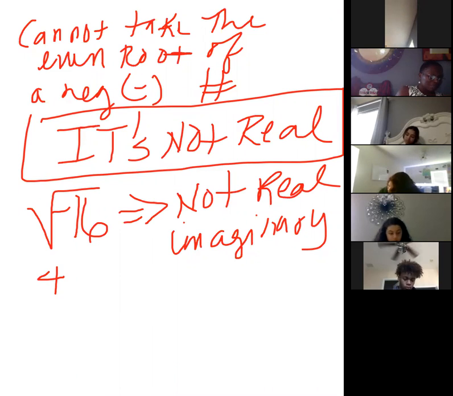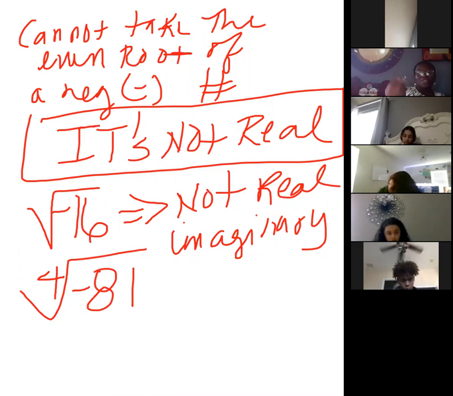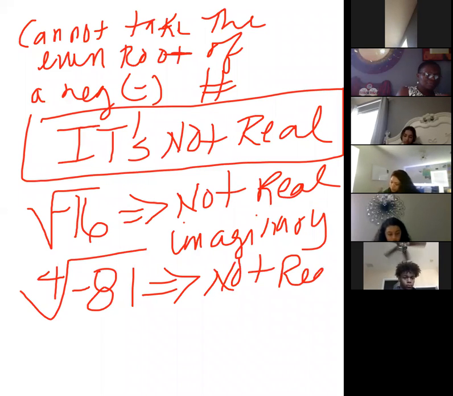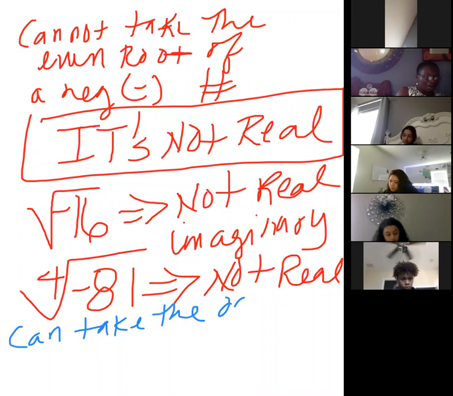So here's another one. If you get something like the fourth root of negative 81, and they ask you to simplify this, because the negative is inside that even root, you cannot do it, guys. So this one would also be not real. However, you can take the odd root of a negative. So let me write this down for you guys. On this one right here, you can take the odd root, meaning 3, 5, and so forth, of a negative number.